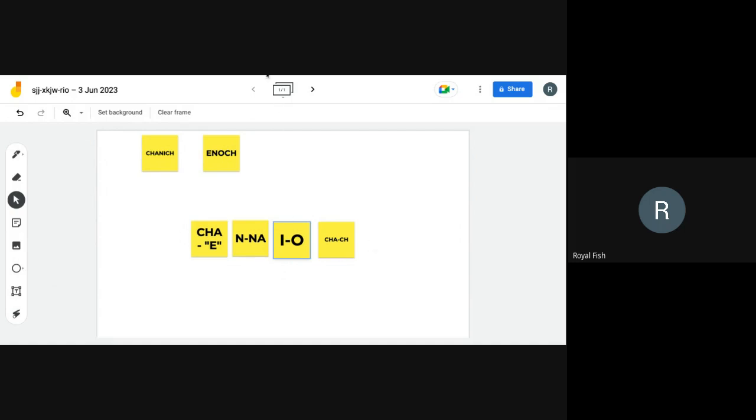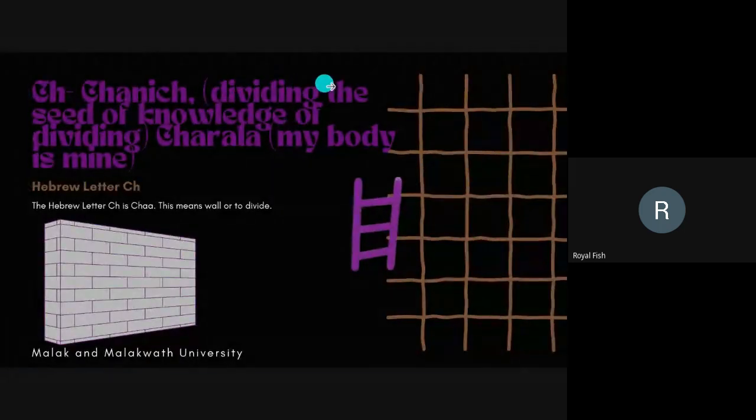So we go back over here. Dividing the seed of knowledge of dividing. So let's say we're gonna actually use Enoch. When people read the book of Enoch, they want to debunk all that weird stuff.